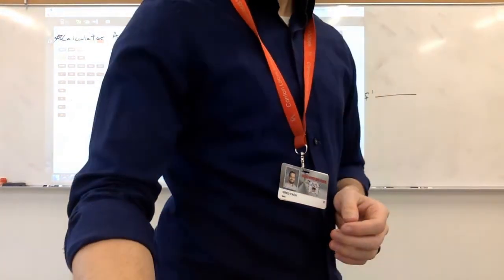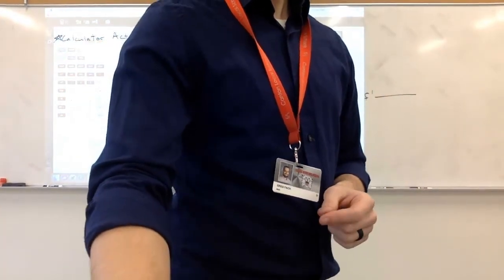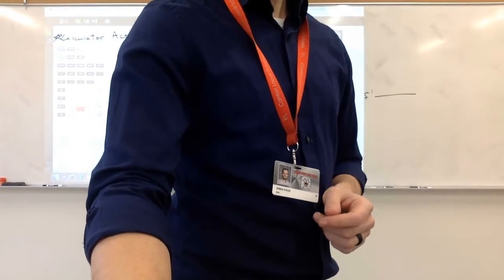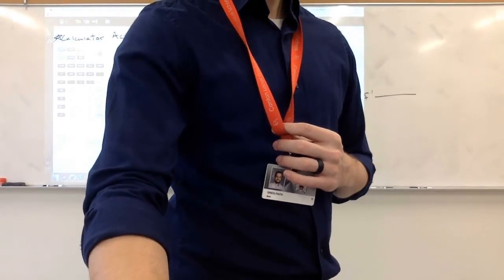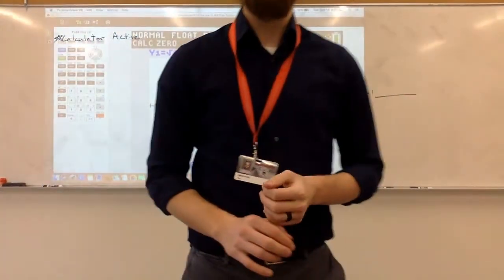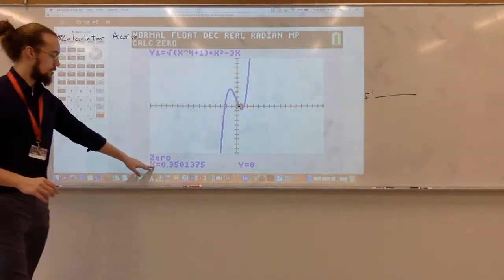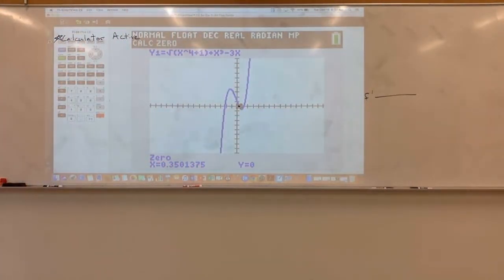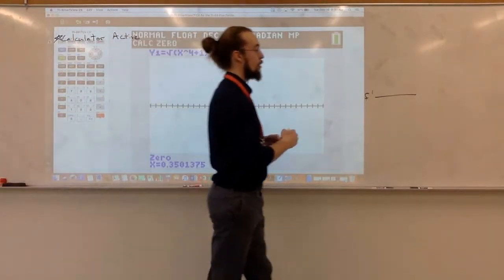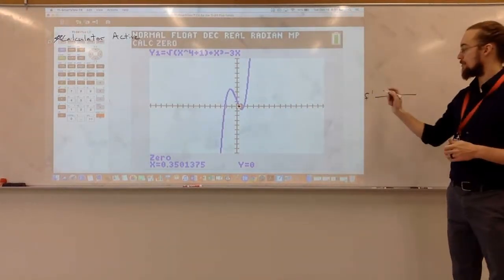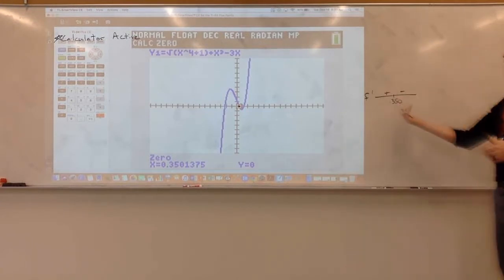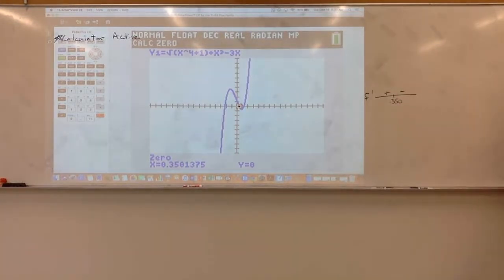Yeah, we want to use the 0 feature, right? So second trace, 0, and then it asks for a point to the left, a point to the right. Guess doesn't matter. And we get 0.350 for the x value. All right, so if we're thinking about putting that value on our sign chart, we can see to the left of that the derivative is positive, to the right of that the derivative is negative. So this would be my local max.